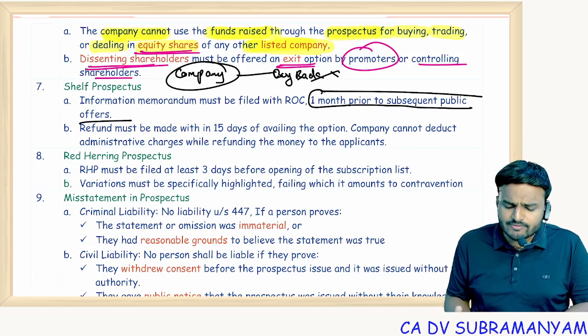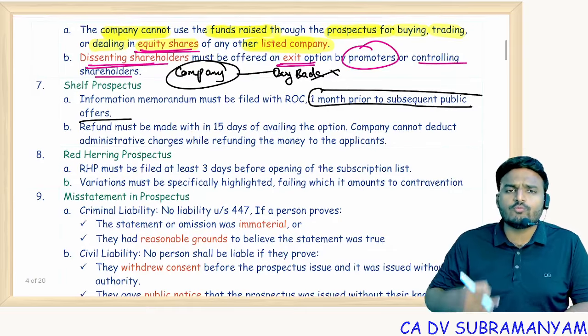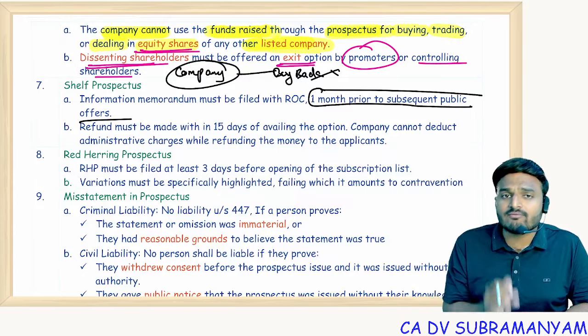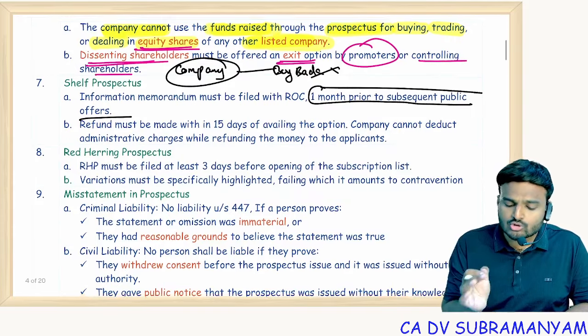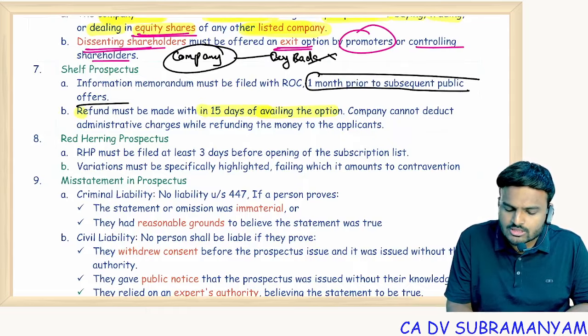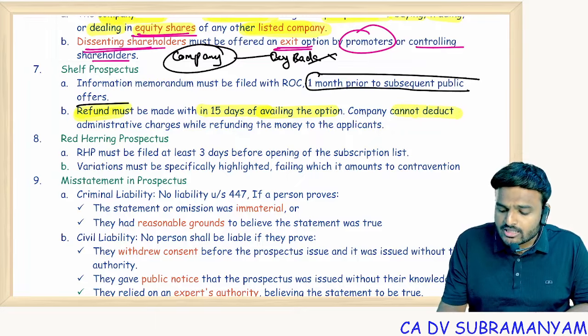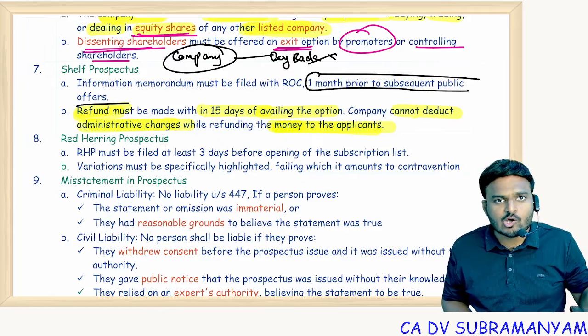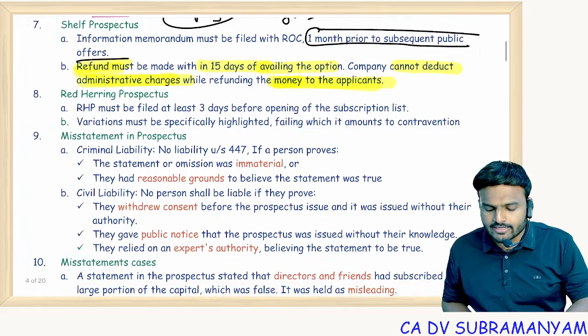After looking at the information memorandum, any person who filed an application in advance, who deposited money in advance, must be given a withdrawal option. If you choose the withdrawal option, within how many days? Within 15 days of availing the option, the refund must be done. The company cannot deduct administrative charges while refunding the money. 100% refund to be done. No deductions allowed. Clear?